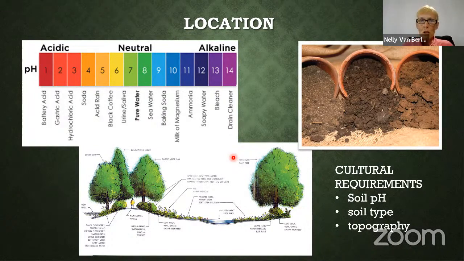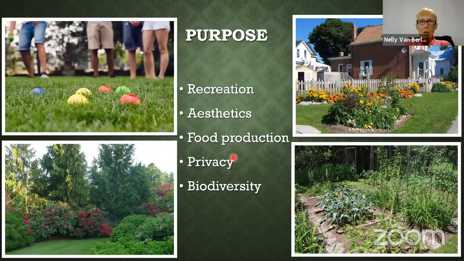So the purpose, why are you doing this landscaping? What do you hope to achieve? Do you just want a perfect lawn for family entertainment or some sports? Is it about aesthetics? Do you want something that has a lot of curb appeal, something that people walk by and go, oh, wow, look at that? Food production. If that's important to you, then the prime real estate or the sunniest spot on the property is probably going to go to your vegetable garden.